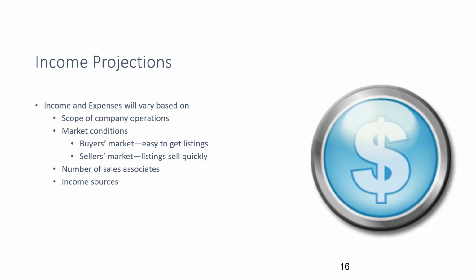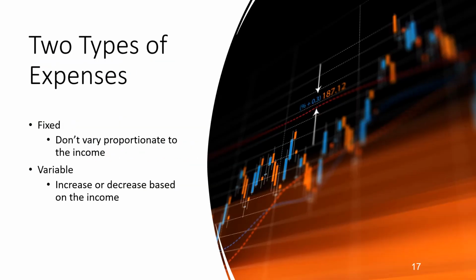Income and expenses will vary based on the scope of the company's operations, market conditions, whether it's a buyer's or seller's market, the number of sales associates, and income sources. Two types of company expenses are fixed and variable. Fixed expenses are not proportionate to the income; they don't vary. Variable expenses increase and decrease based on the income.